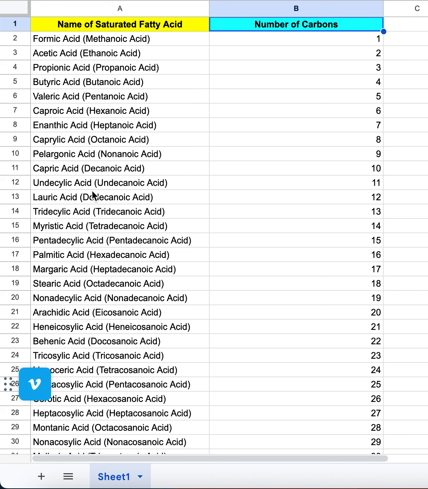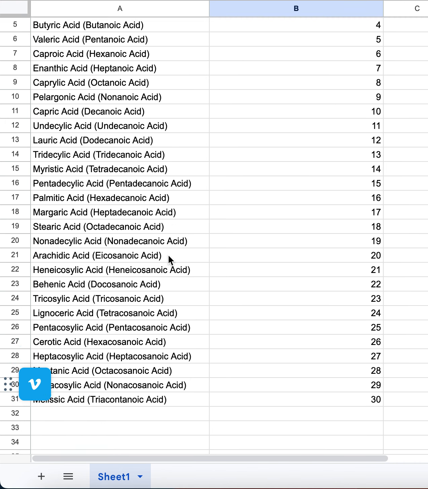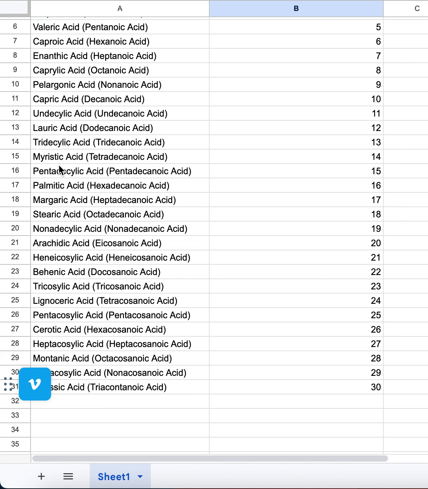Undecylic acid or undecanoic acid, 11. Lauric acid, or we can say dodecanoic acid, the number of carbons is 12. Tridecylic acid or tridecanoic acid, 13. Myristic acid or tetradecanoic acid, the number of carbons is 14.